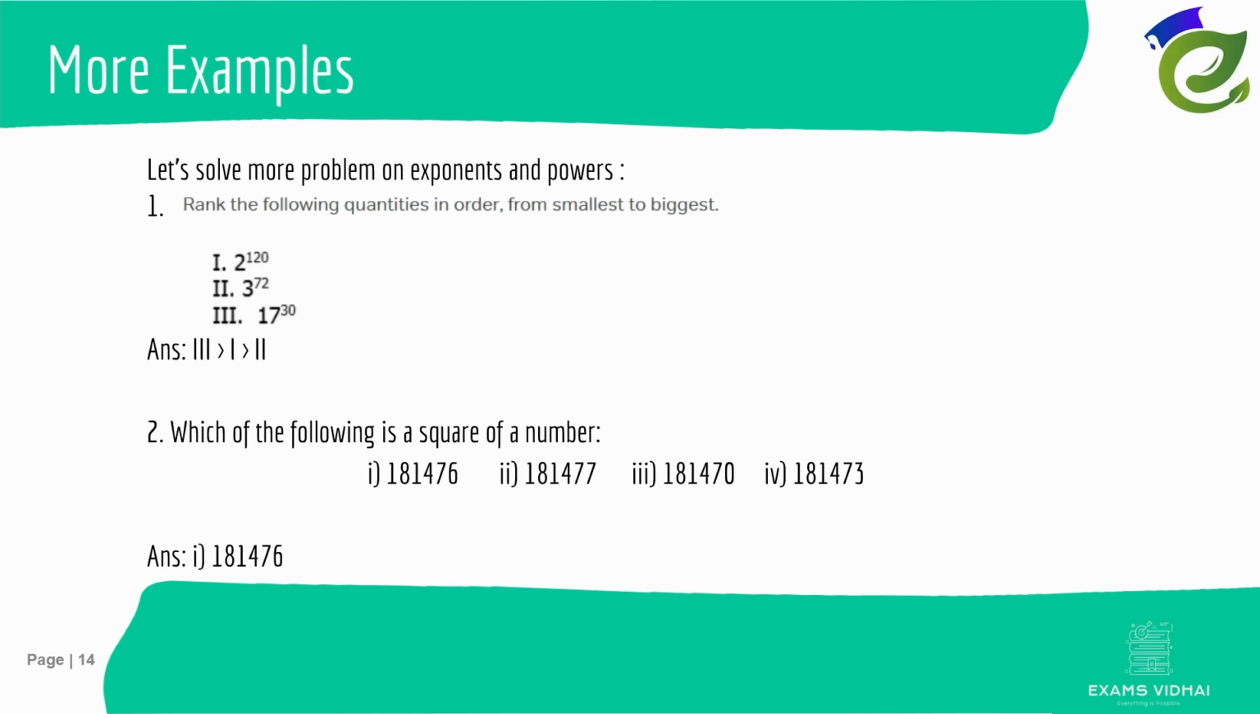As the question says, you have to find which of the following is the square of a number. So we can actually easily solve this by using the concept of finding the units place. And I'll show you how to solve that.